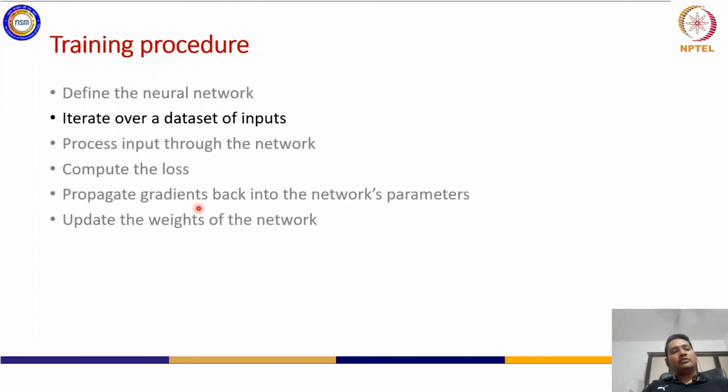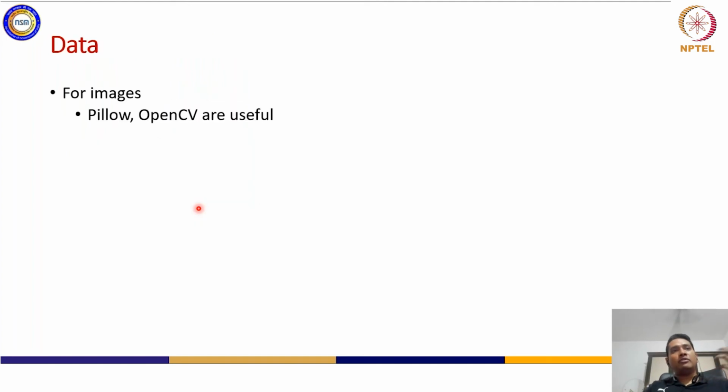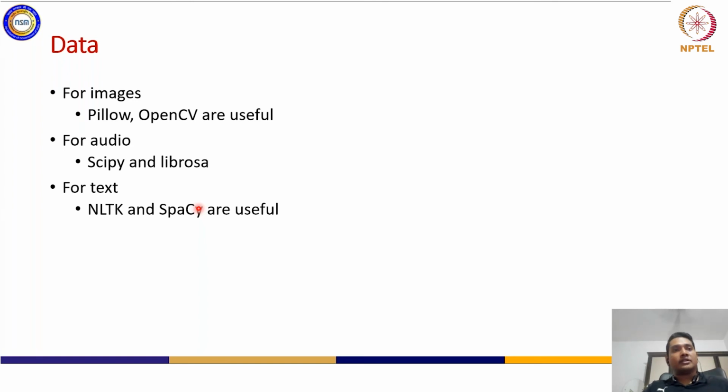Once you have defined the neural network, what is the next step? Iterate over the dataset of inputs. Now, depending on the platform, you will get the data. If you are working with images, Pillow and OpenCV are very useful for operations or transformations to apply on images. If you are working with audio, you can preprocess or get audio data with SciPy and LibROSA. If you are working with text, you can take help of NLTK and spaCy. These two libraries are very useful for text processing.